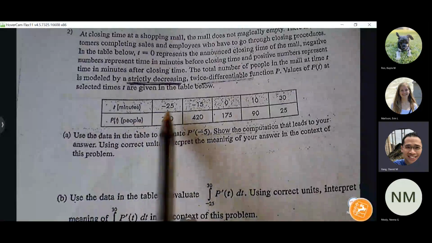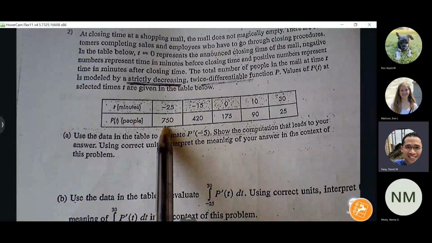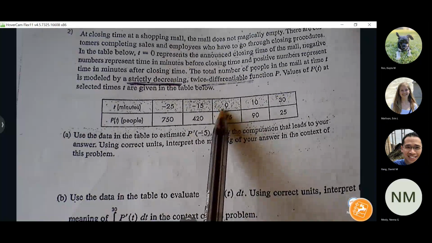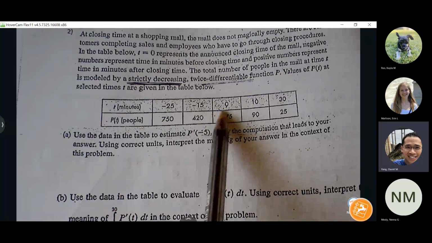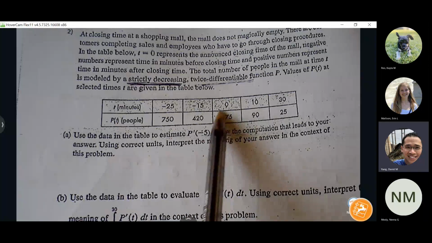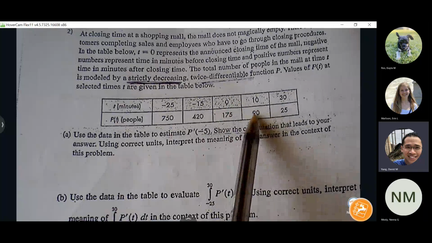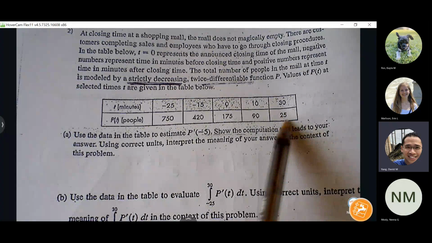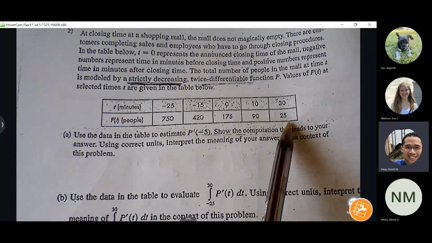So that means 25 minutes before closing, there are 750 people in the building. 15 minutes before closing, 420. When they announce closing, there are still 175 people in the building, probably employees who have to finish up. 10 minutes after, there are still 90. Then 30 minutes after, only 25 people remain in the building.